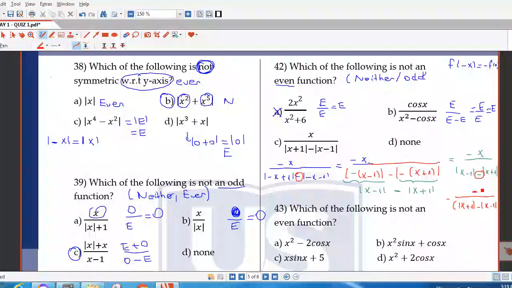In the numerator we have already negative x, so if we pay attention, minus over minus becomes plus. The last expression that I have is x over the absolute value of x plus 1 minus the absolute value of x minus 1, which is the same as the function itself, so it is also an even function. Answer is going to be D.